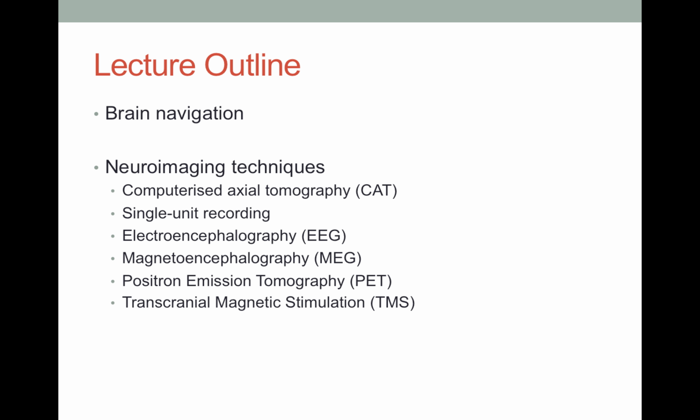Specifically, we will look at single unit recording, electroencephalography, magnetoencephalography, positron emission tomography, and transcranial magnetic stimulation. We will not look at structural and functional magnetic resonance imaging here because we cover it in more detail in one of our later sessions.